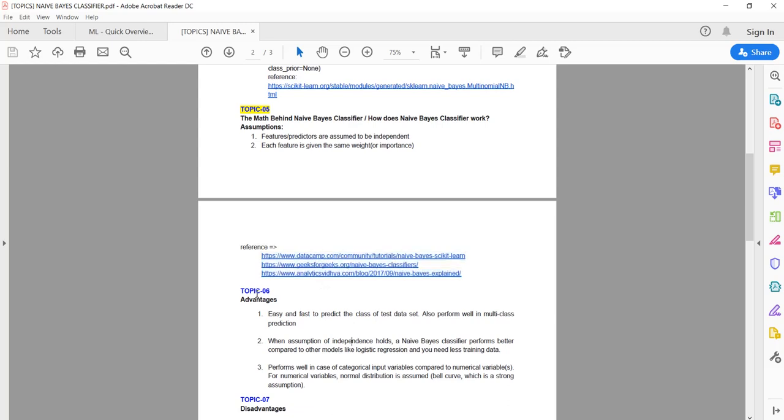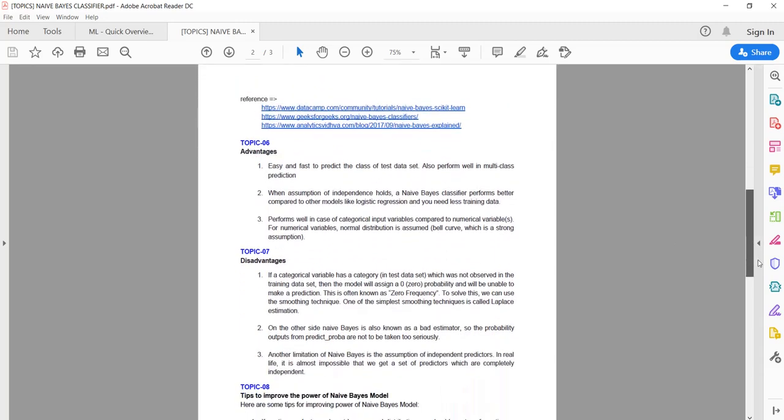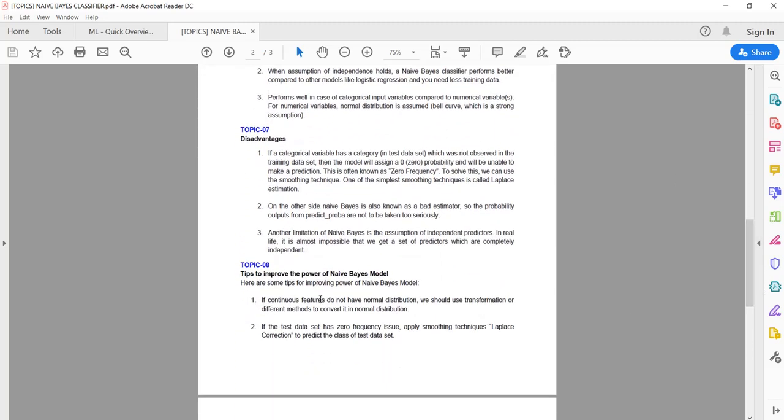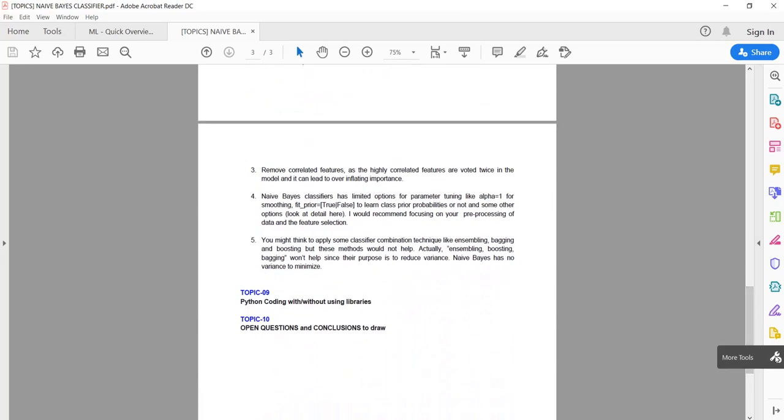All right, then topic 6 is advantages, topic 7 is disadvantages, 8 is tips to improve the power of Naive Bayes model, and 9 you can do Python or R coding with and without using libraries. So this will give you better understanding of this particular classifier. And topic 10 is open questions and some conclusions to draw.